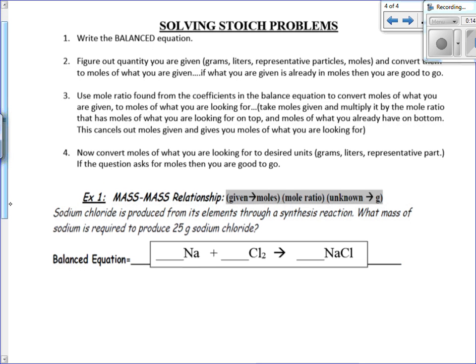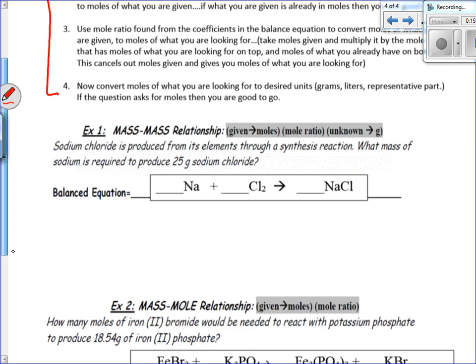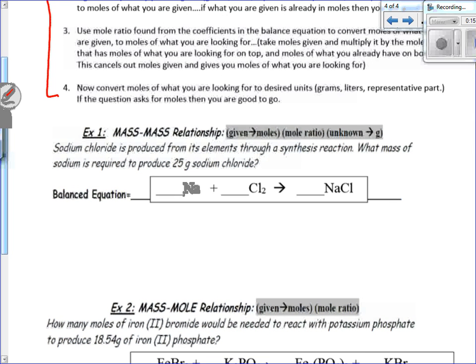So here, first things first, always write out the balanced equation. That has to happen first. Then we're going to do the step-by-step process of setting up our T-chart. You can read those steps here if you forget. They're right here, okay? So first things first, this is a mass to mass problem. That means we're going from grams to grams. We will be going from grams to grams here.